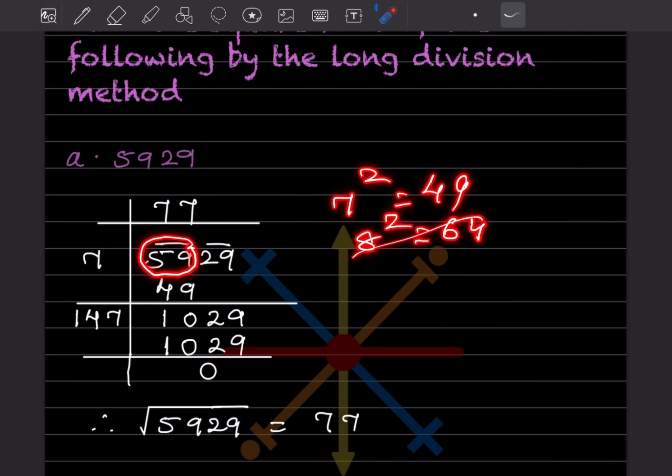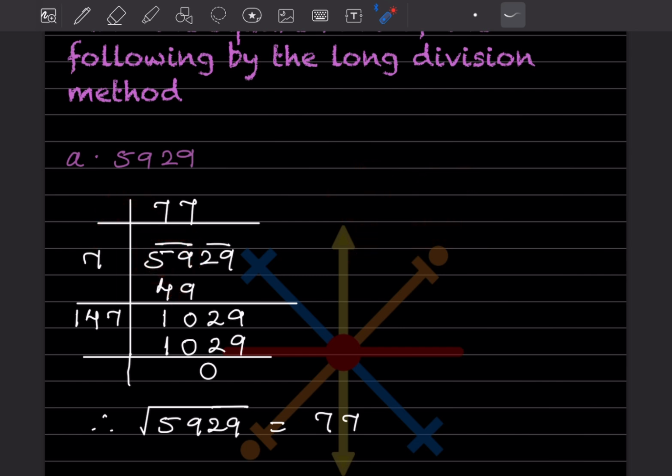So this cannot be possible because this is 59. So we'll take 7 multiplied by 7, that is 49. So now after doing this, what do we get here? After we subtract this one, this is going to be 10. And now what will you do? This 7, we have multiplied this one. But then again what you are going to do, you are going to add it. So 7 plus 7, that is going to be 14.